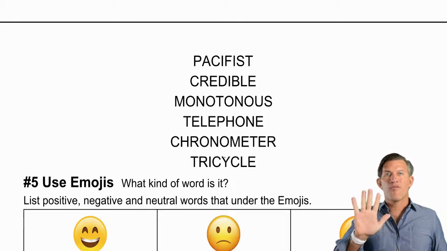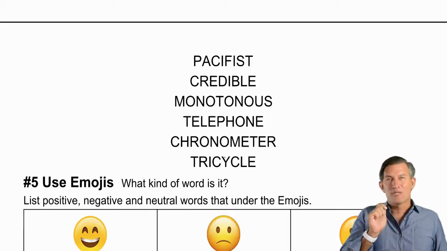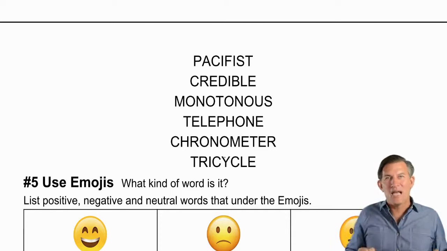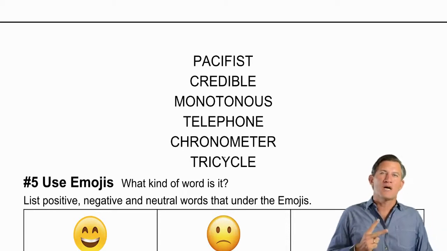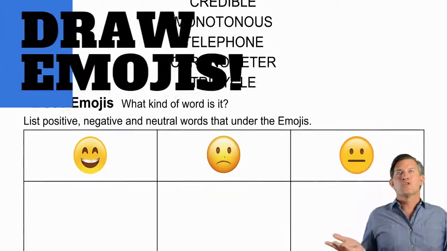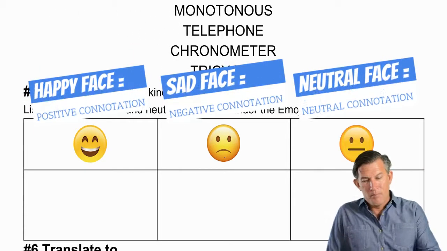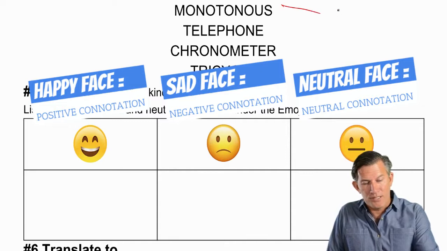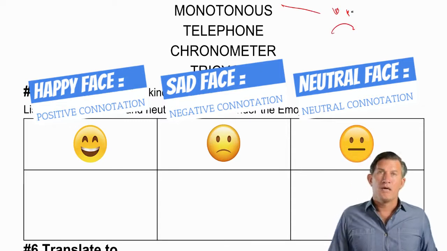So strategy number 5. Strategy number 5 allows you, when you really don't know what this word means, and you can't pull any pieces out of it, like the prefixes, the suffixes, or the roots, but you just know it's got a positive connotation or a negative connotation. So if it does, just draw the emoji next to it, okay? Monotonous, I know, for instance, is bad to be monotonous, okay?